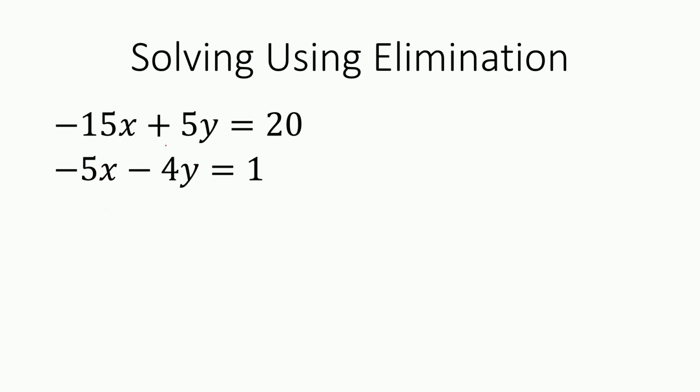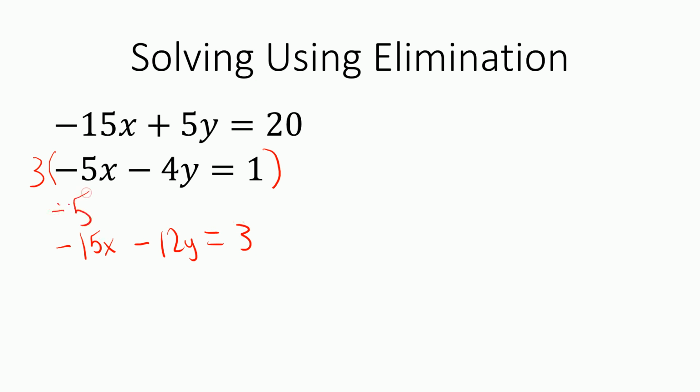Now sometimes it's not always that easy. I can't just add or subtract sometimes. I have to do some more work. So when I look at this setup, I notice that these aren't the same and these aren't the same, but these are, the 15 is a multiple of 5. If I multiply 5 by 3, I will get 15. So that's what I'm going to do. I'm going to multiply by 3, but I have to multiply everything in the equation. So that means I would have negative 15x minus 12y equals 3.